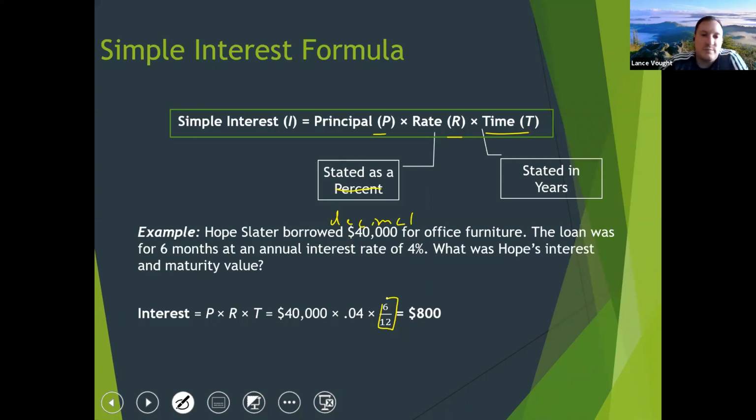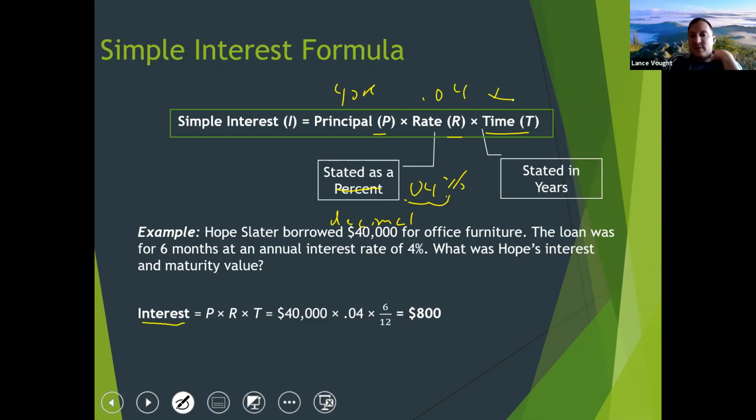So this example says that Hope Slater borrowed $40,000 for office furniture. The loan was for 6 months at an annual interest rate of 4%. So what was Hope's interest and maturity value? The amount of interest in dollars is just going to be multiplying all these together. So 40,000 is the principal. Remember, the interest rate's 4%, but we have to convert that to a decimal. So we move over two spots and we get 0.04.